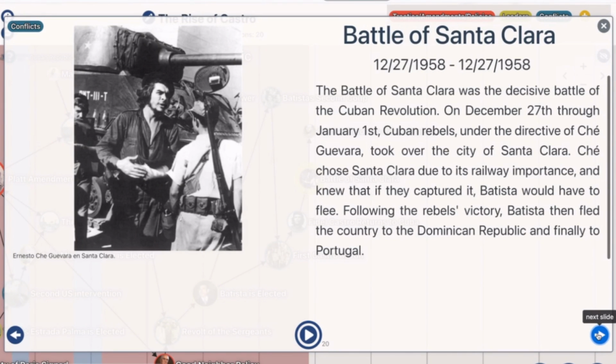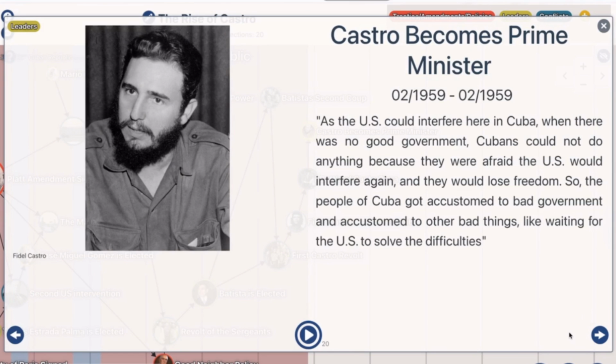On December 27th through January 1st, Cuban rebels, under the directive of Che, took over the city of Santa Clara. Che chose Santa Clara due to its railway importance, and knew that if they captured it, Batista would have to flee. Following the rebels' victory, Batista then fled the country to the Dominican Republic, and finally to Portugal.